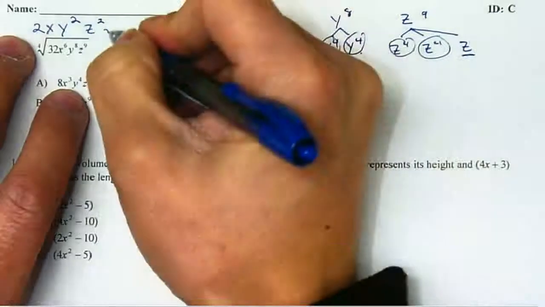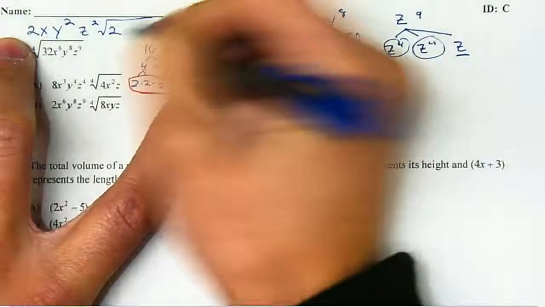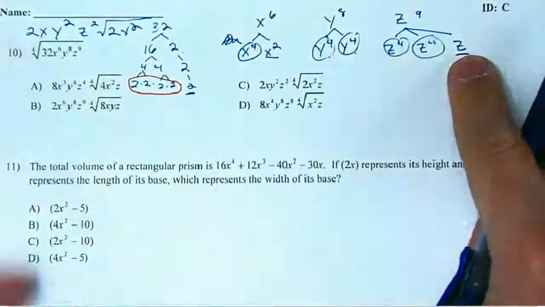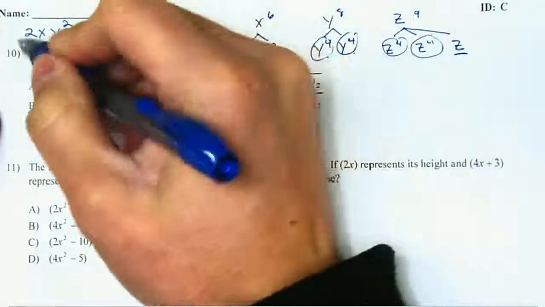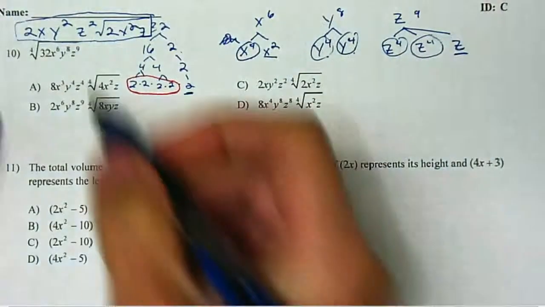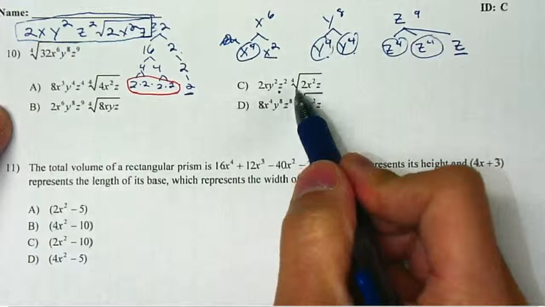So I have all the things on the outside. What's left over on the inside that did not have a group of 4 is a 2 here, an x squared, and a z. So here's our answer right there. So I have 2 x y to the second, z to the second, times the fourth root of 2 x squared z.